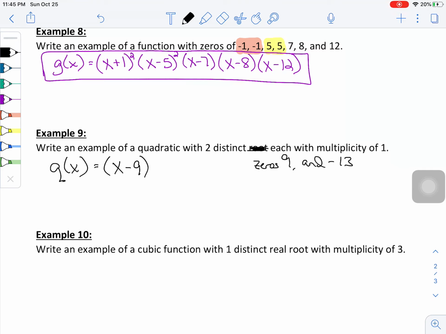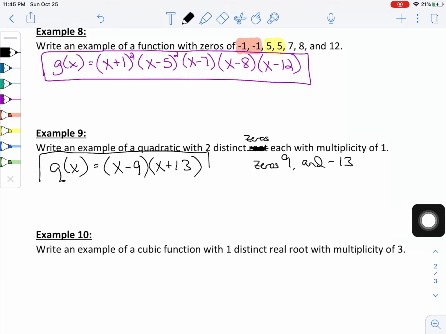So actually, that's wrong there. I will fix it on your note sheets. 2 distinct zeros, each with multiplicity of 1. I knew this was going too well. Okay. So let's say I want that 0 to be -13. That means the factor would need to be x plus 13. Each with multiplicity of 1. So if you wanted to mark this with a power of 1, you could. I am going to be lazy because you don't have to mark a power of 1. Okay?